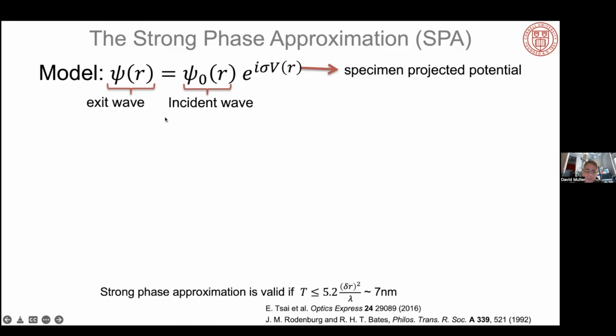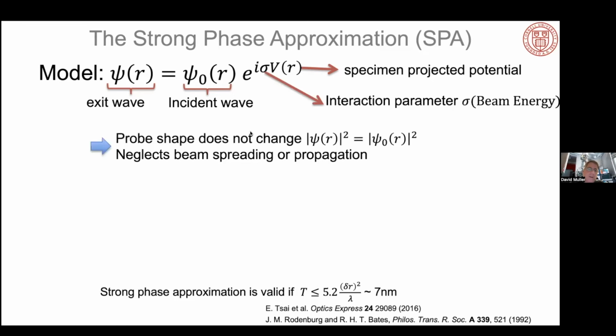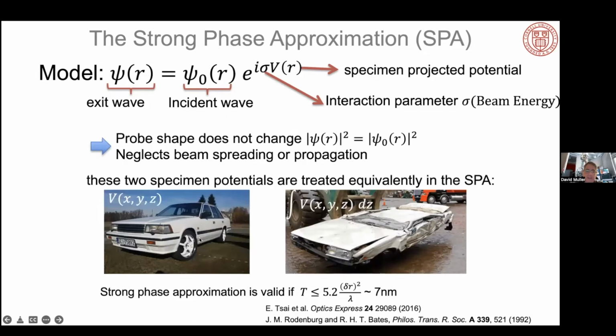It has a couple of problems for electrons, and what it neglects is that the probe, in the strong phase approximation, we're not allowed to change the shape of the probe. You can see the square of the wave function is the same as the square of the input wave function. So this neglects beam spreading, and it also neglects channeling of the beam itself. If I was doing this with X-rays, the beam spreading would be a pain, but you wouldn't really have to worry about channeling and reshaping of the beam, which for the electrons is the big problem. So making the strong phase approximation is effectively treating these two potentials as equivalent, so the three-dimensional details of the potential are lost.